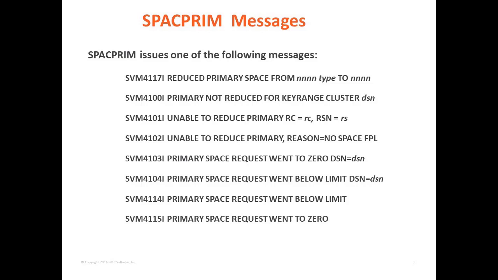The messages that are produced from SPACPRIM recovery actions identify the type of action or inaction that occurred. For a successful reduction of the primary request, message SVM4771I is issued, informing the end user of the reduction amount. Other messages will inform the end user if the floor limit was reached and therefore the allocation was unsuccessful, or that the reduction request could not execute.